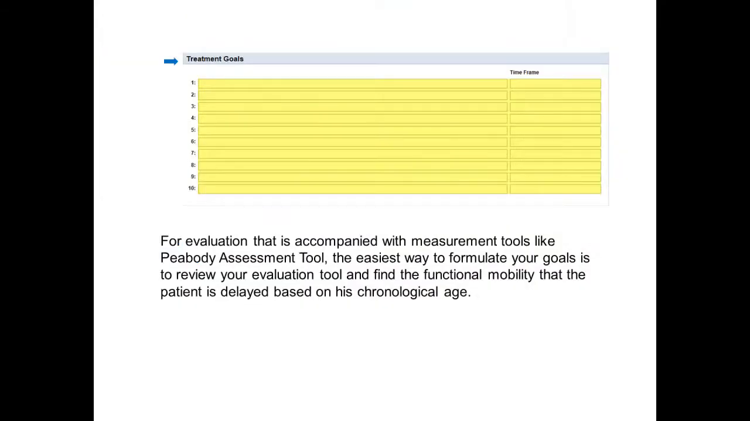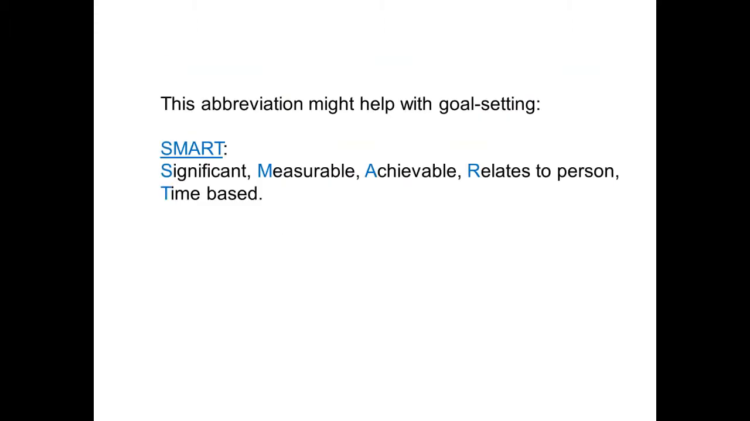For an evaluation that is accompanied by measurement tools like the Peabody Assessment Tool, the easiest way to formulate your goals is to review your evaluation tool and find the functional mobility that the patient is delayed in based on his chronological age. This abbreviation might help with goal setting. SMART: significant, measurable, achievable, relates to person, time-based.